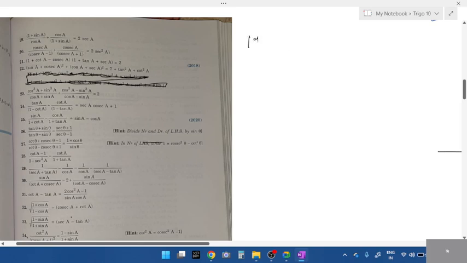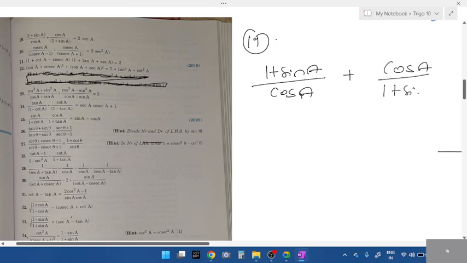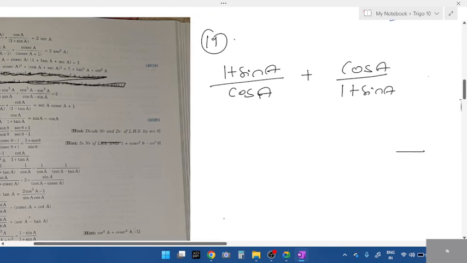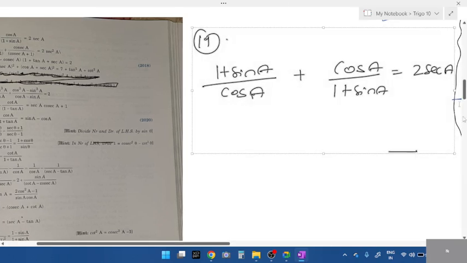Okay, try the 19th one, students. All of you try the 19th one. Take LCM. 19th question is 1 plus sine A divided by cos A plus cos A divided by 1 plus sine A is equal to 2 sec A. Take the left hand side, take LCM, start solving, students.